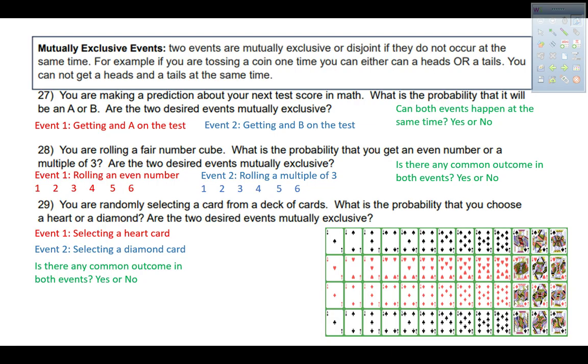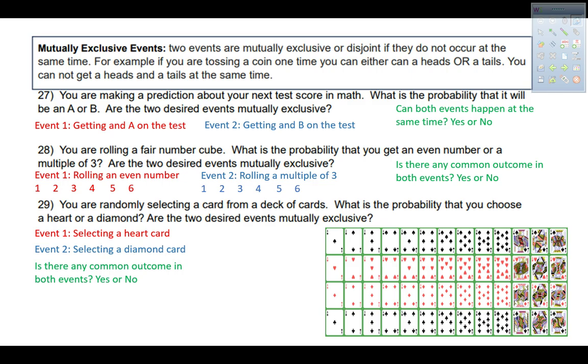You're only going to use mutually exclusive probability if you see the word "or" separating your two events. If "and" comes in, that means both events are happening, and you're going to multiply them, all right? So we're going to read some situations, and we're going to see if we think they're mutually exclusive or not, all right? So the first one says, and this is in your toolkit, you are making a prediction about your next test score in math. What is the probability that it will be an A or B?